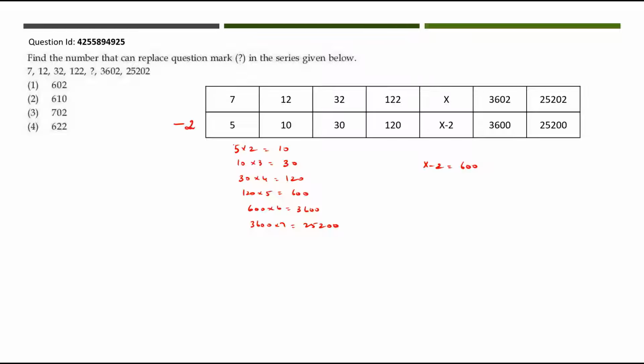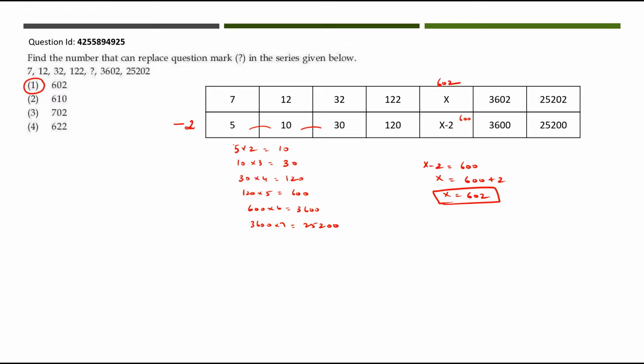based on the same flow that we have got from 5 into 2, 10 into 3. So from this you can take 600 plus 2, which is equal to 602. So the x value is 602. You can substitute 602 here, and you will get 602 minus 2 as 600. Option number 1, 602, will be the right answer. Without much work, you will be able to find the answer using this particular method.